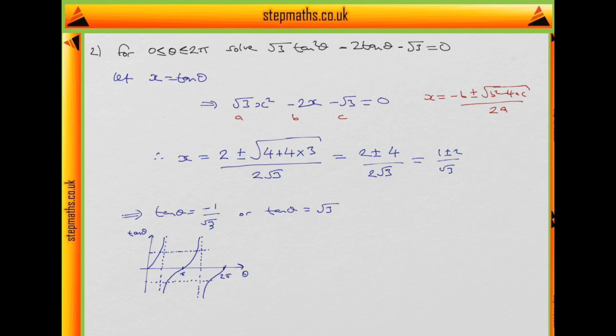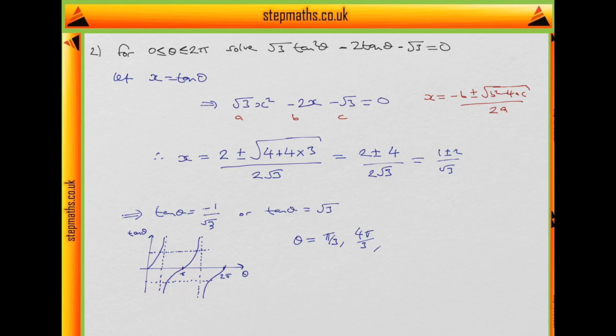So what values of theta give us root 3? Well, we know that tan of pi by 3 is root 3, so we get theta is pi by 3. Then we have to think, what's this value here? Well, we know tan has a period of pi, so simply this value plus pi will give you this value. So pi by 3 plus pi gives us 4 pi by 3. Then what's this value here?